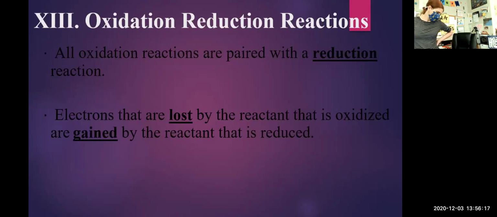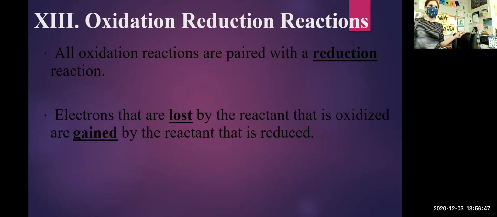So in oxidation reduction reactions, these are always paired together. Oxidation does not happen without reduction. If we think about that, that's basically what an ionic bond is, right? So this is on your next page. We're all on the back page. We're almost done. So electrons are lost by the reactant that is oxidized and gained by the reactant that is reduced.